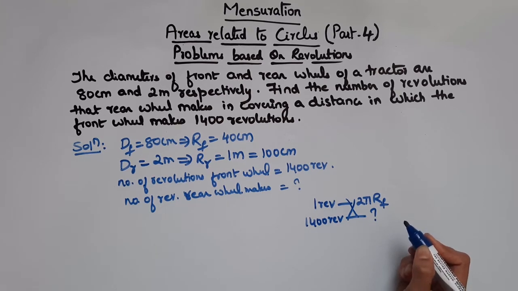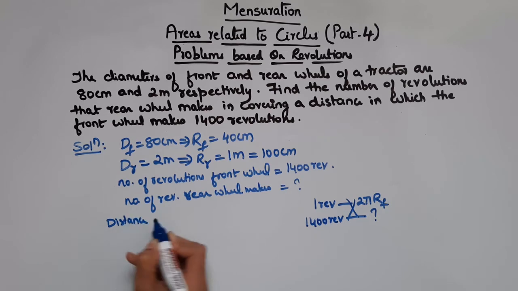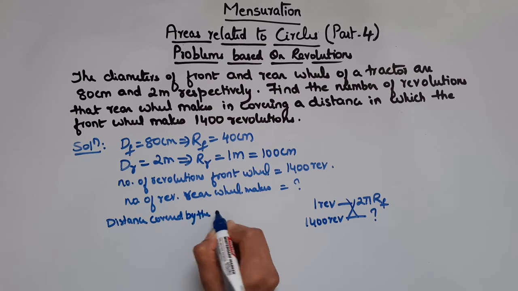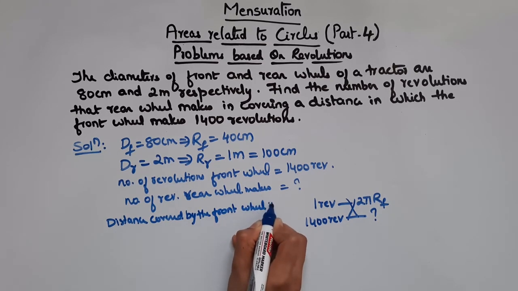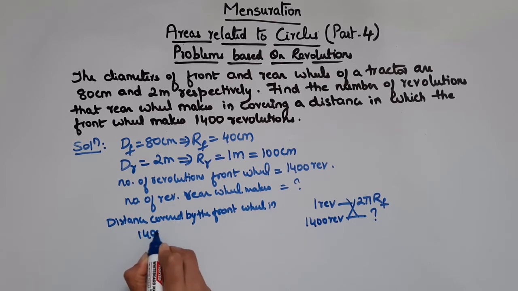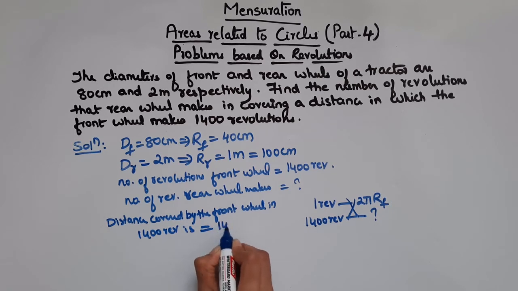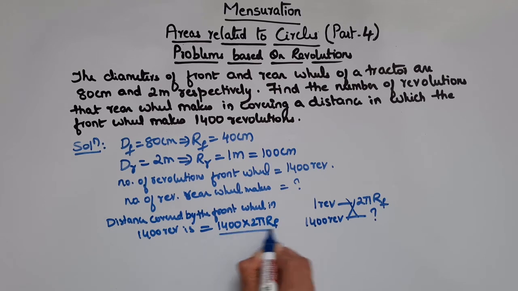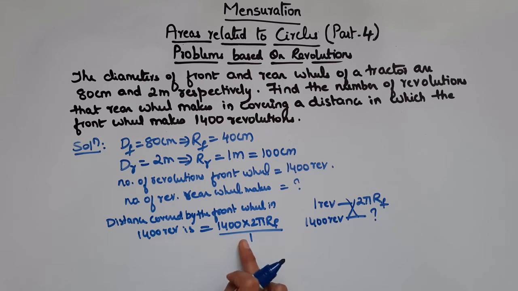Cross multiply. So let me write here, distance covered by the front wheel in 1400 revolutions is 1400 into 2 pi rf by 1. So this is the distance covered by the front wheel in 1400 revolutions.